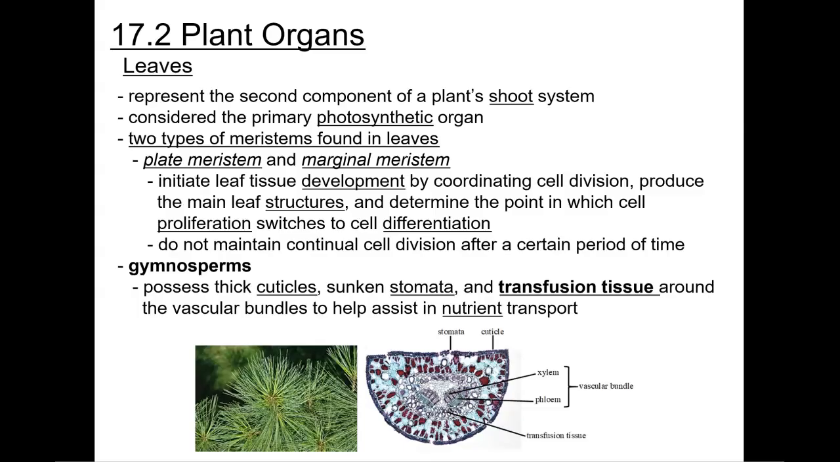Leaves represent the second component of the plant shoot system. They are considered the primary photosynthetic organ. This is where we're going to find all of the chloroplasts. Remember, the chloroplasts go through photosynthesis and they make the glucose and the sugars for the plant.